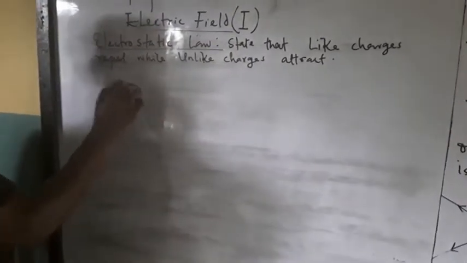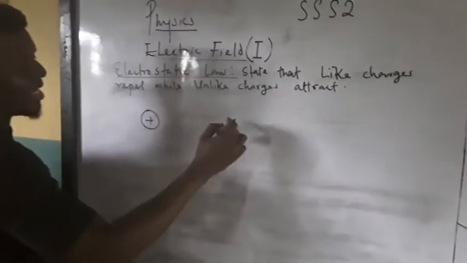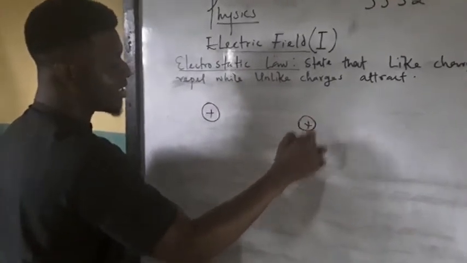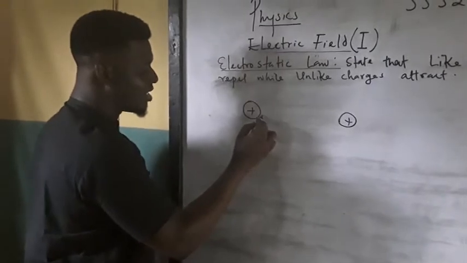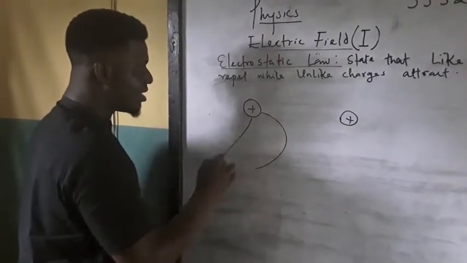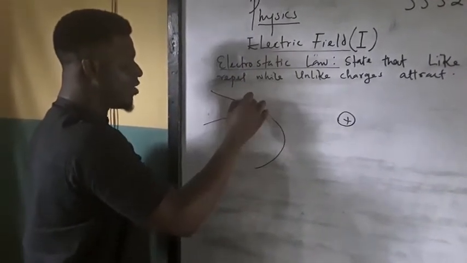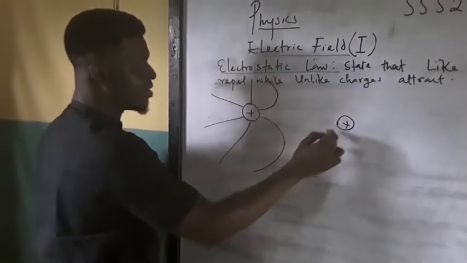So therefore, if we have a positive charge and a positive charge, we don't expect them to attract. We expect them to repel, as you can see from the line of force, electric line of force.